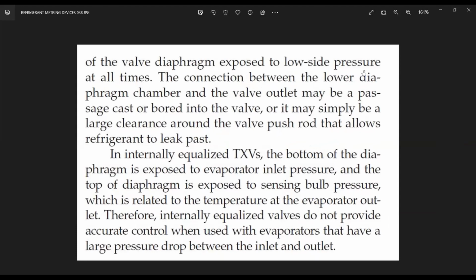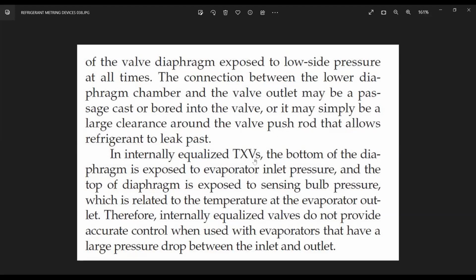The connection between the lower diaphragm chamber and the wall outlet may be a passage cast or bored into the wall. It could be an internal passage, or it could be a separate external pipe also. Okay. Or it may simply be a large clearance around the wall push rod. So basically wall push rod के अराउंड की क्लियरेंस होगा तो वही उसके ऊपर आपका वो जो चले जाएगा प्रेशर. ठीक है. That allows the refrigerant to leak fast.